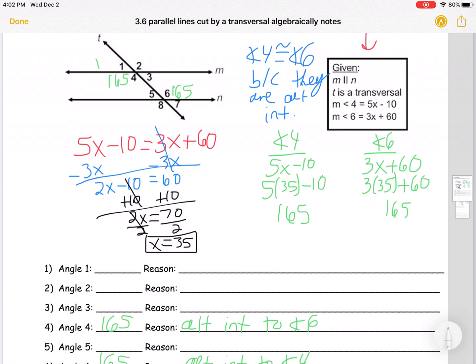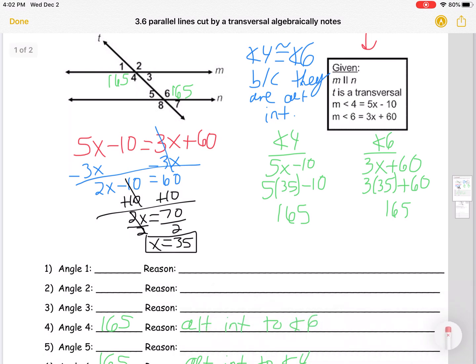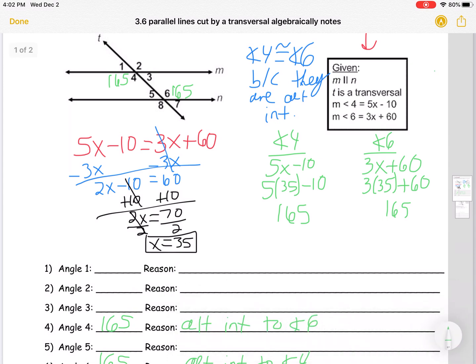Let me erase that and make it a different color. So angle 1 is going to be 180 minus 165. 180 minus 165 is going to give me 15. Okay, so angle 1 is 15. And the reason is because it's supplementary to angle 4. Okay, they add up to 180. Angle 2 is going to be, well, let's see.